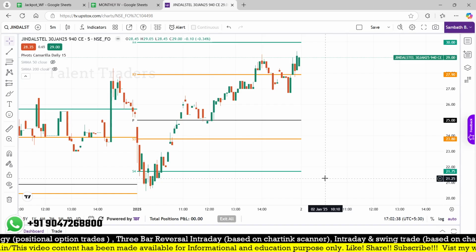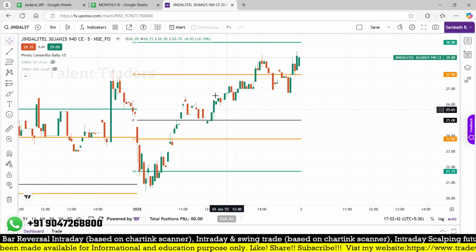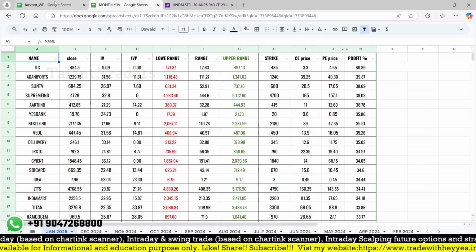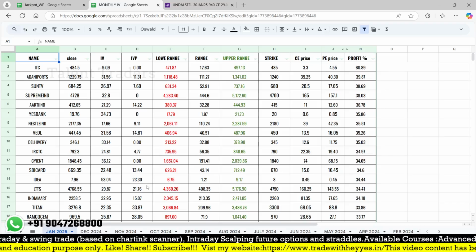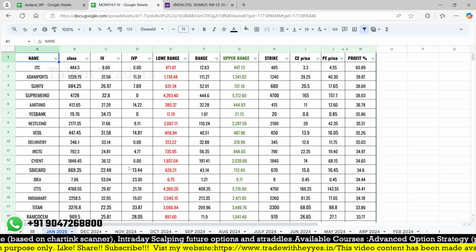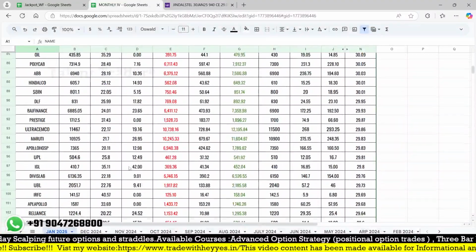A narrow Camarilla, you know well. It is a 2-day relationship between the Camarilla pivot points, the inside level pivot which we are using. Now the monthly sheet is completely updated for our monthly positional, and you can make use of the data, which helps you with your positional strategy concepts.